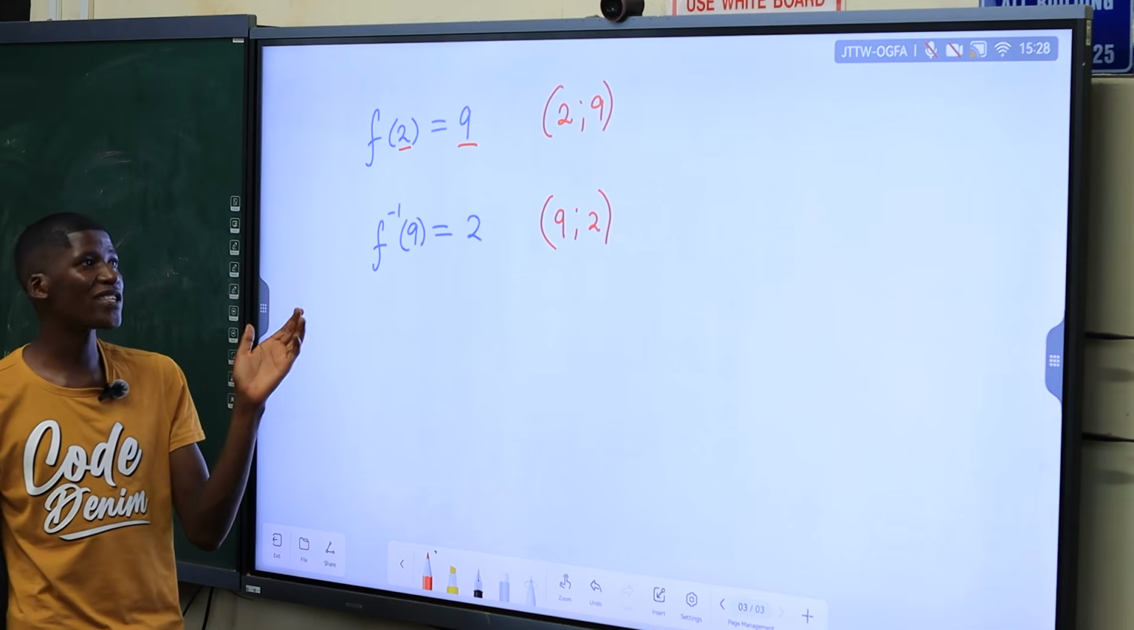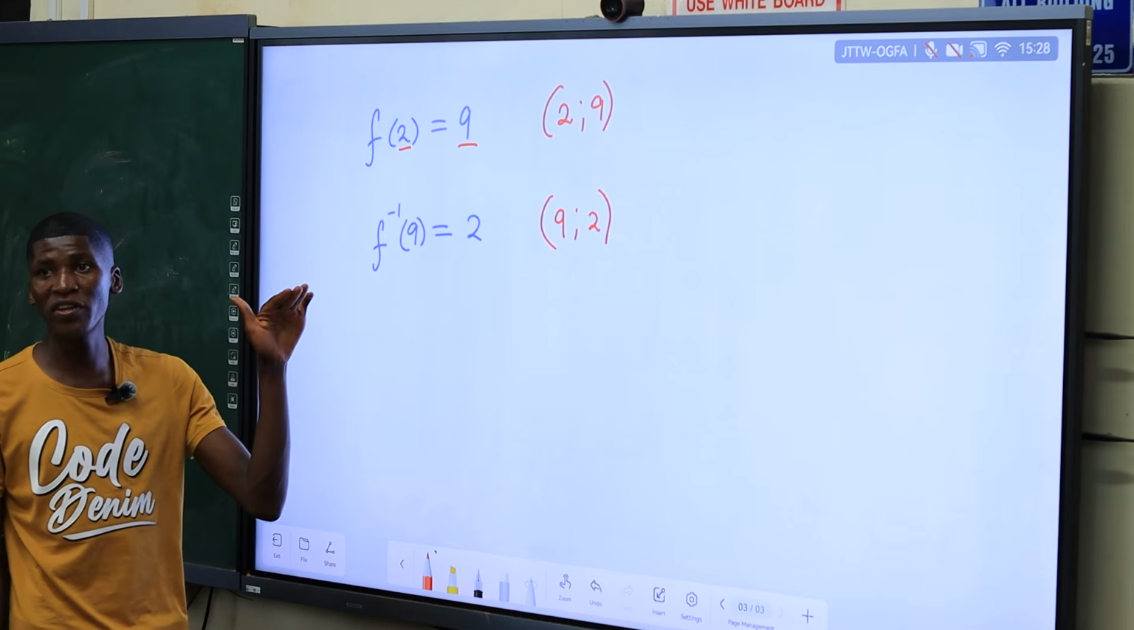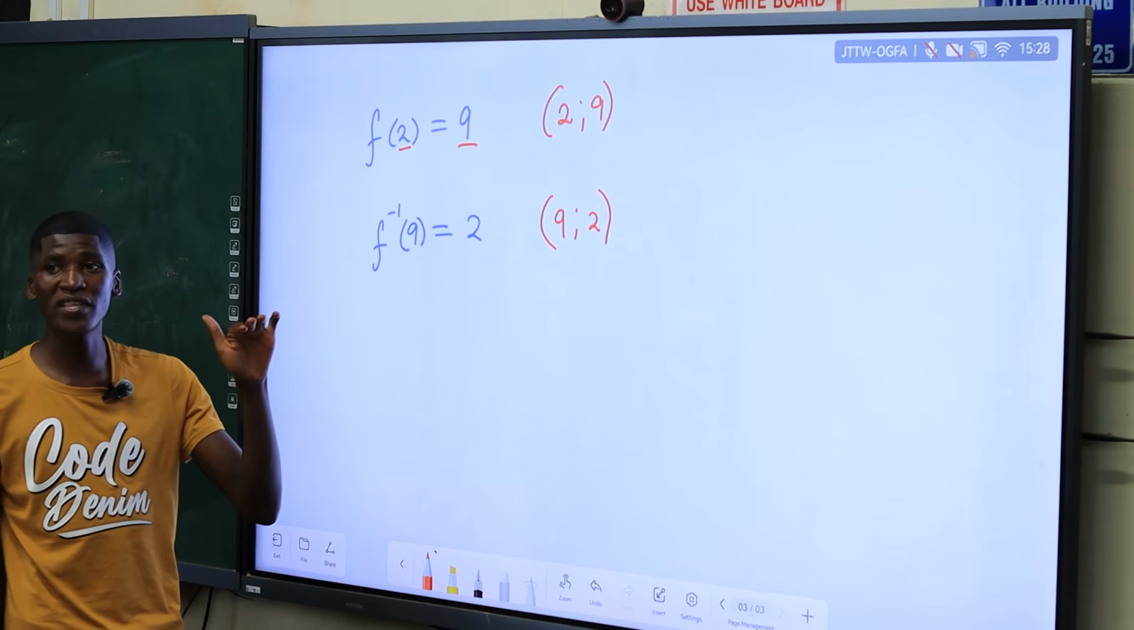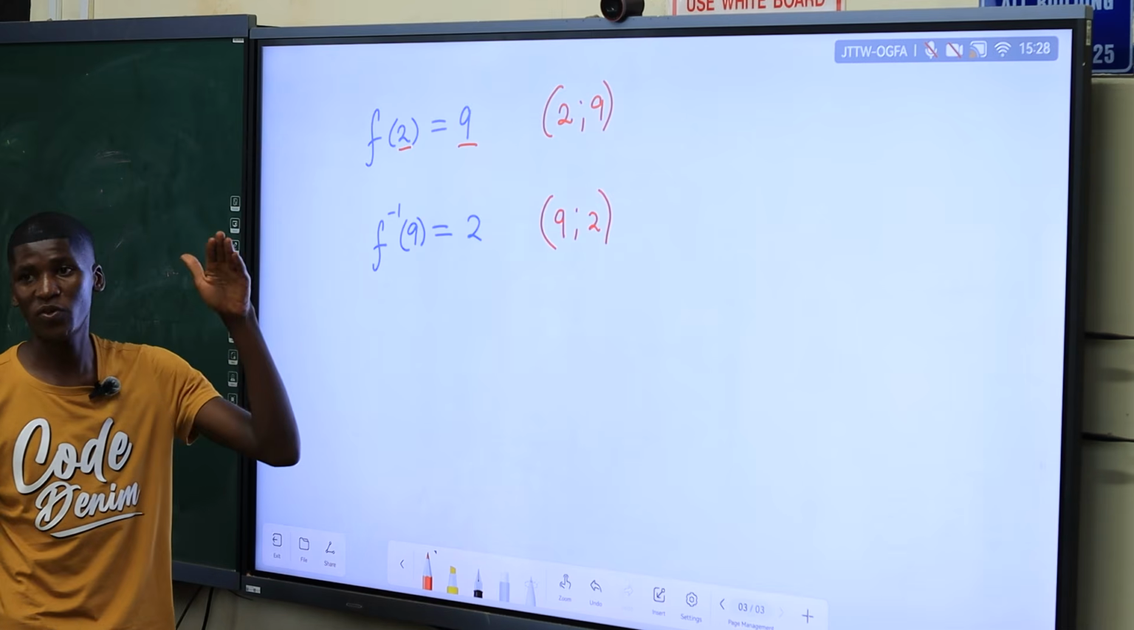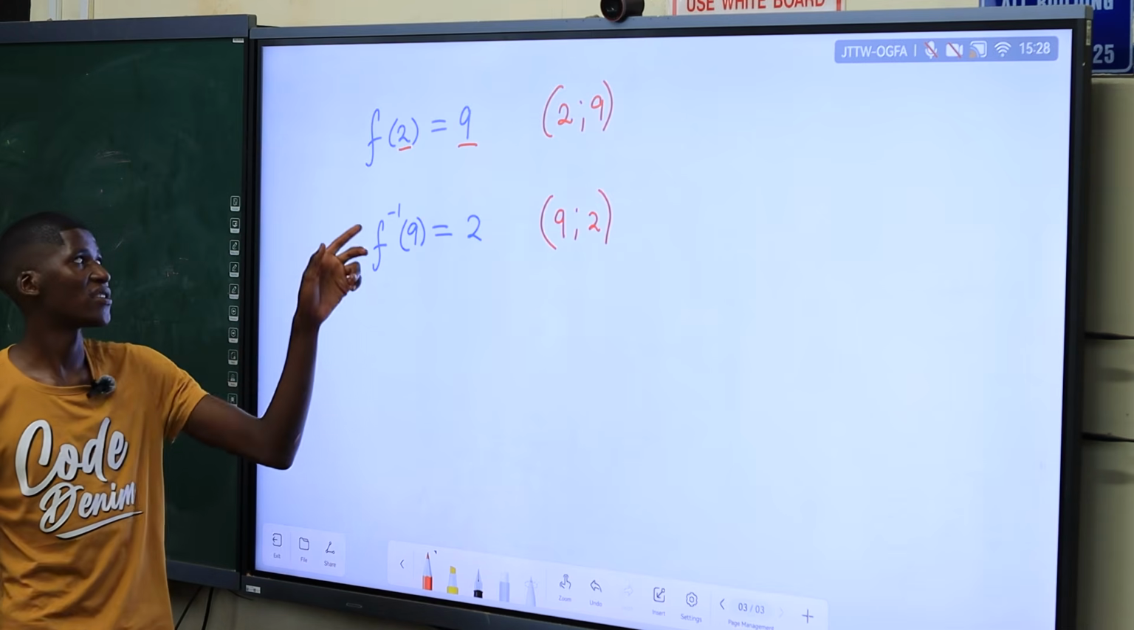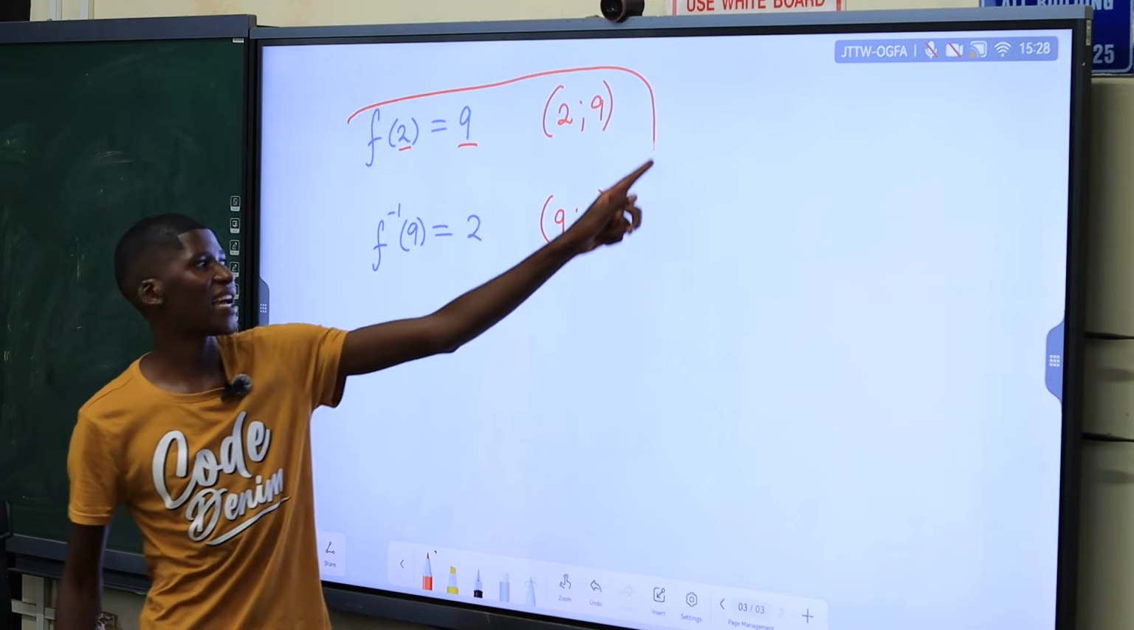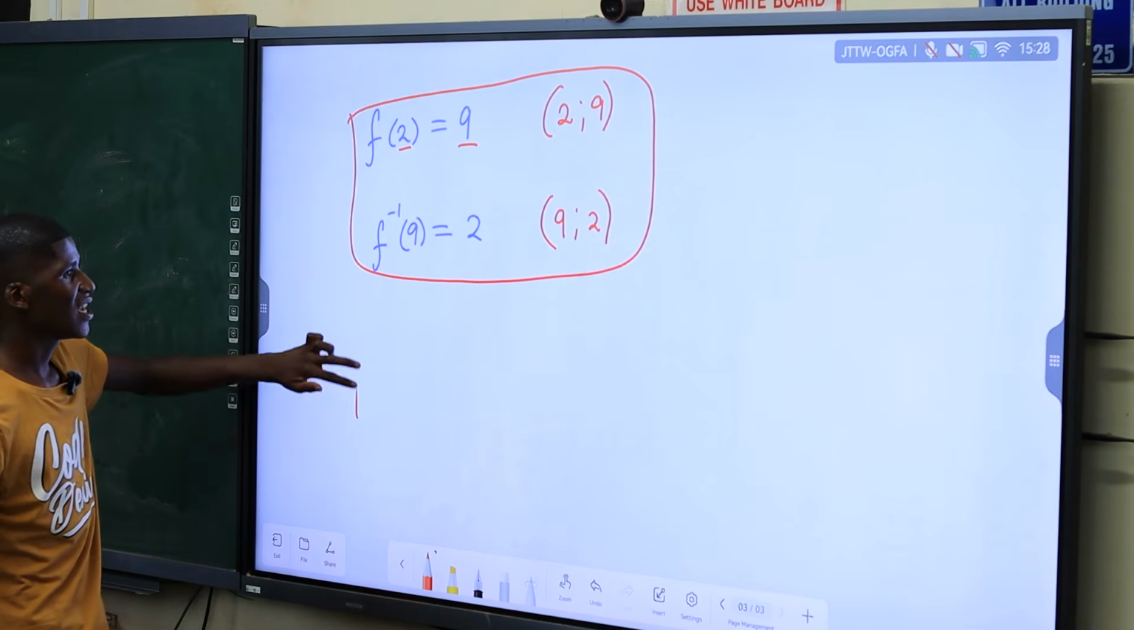Because remember, we're actually reflecting about the line y is equal to x. So this is just the value, nothing much about this.